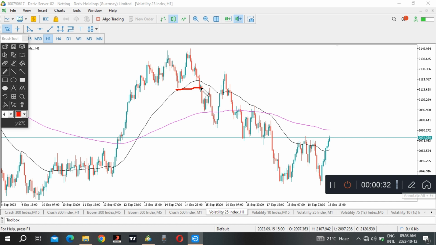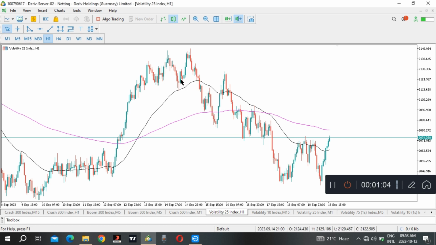Over here, there's a break in market structure, creating a lower low, lower high, lower low, lower high, lower low, lower high, and so on. Right, so that's it. I think you get the hang of it.